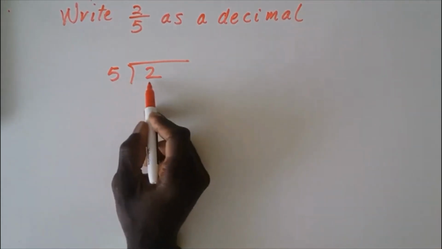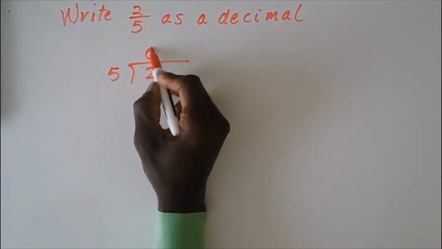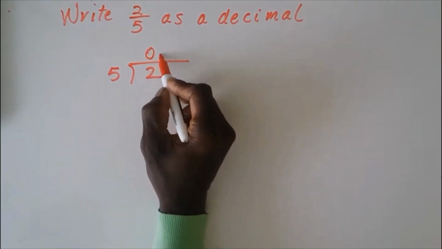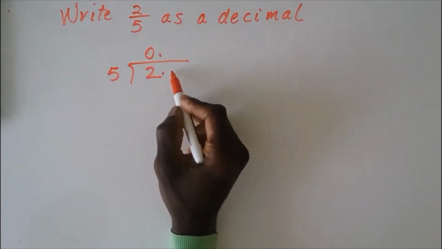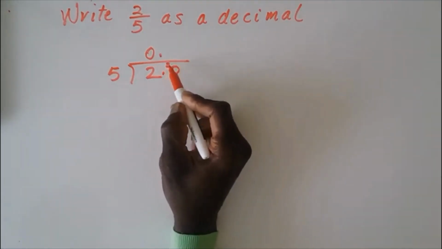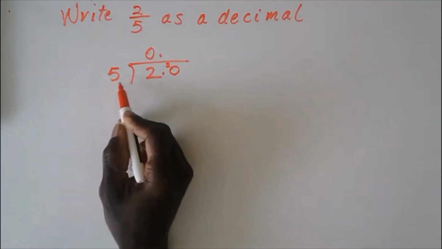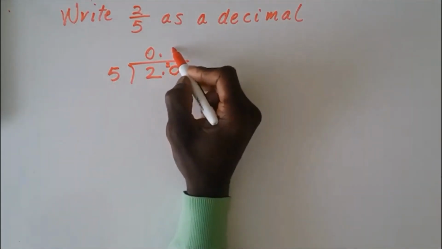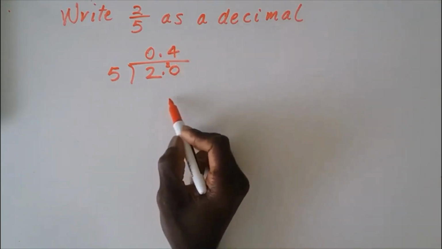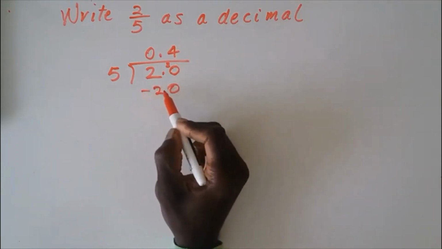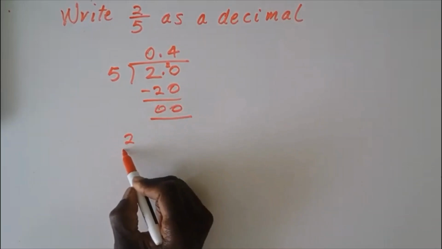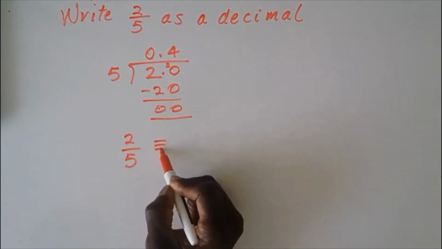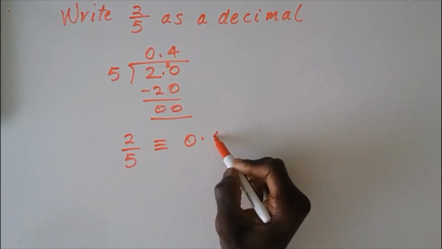So we ask ourselves, how many 5s are there in 2? There are none. We put a decimal point here and a decimal point here, because now we're moving from the singles column to the tenths. We have a remainder of 2. So now we ask ourselves, how many 5s are there in 20? There are 4. And when we subtract 20 from that, we end up with 0. So 2/5 written as a decimal is equivalent to 0.4.